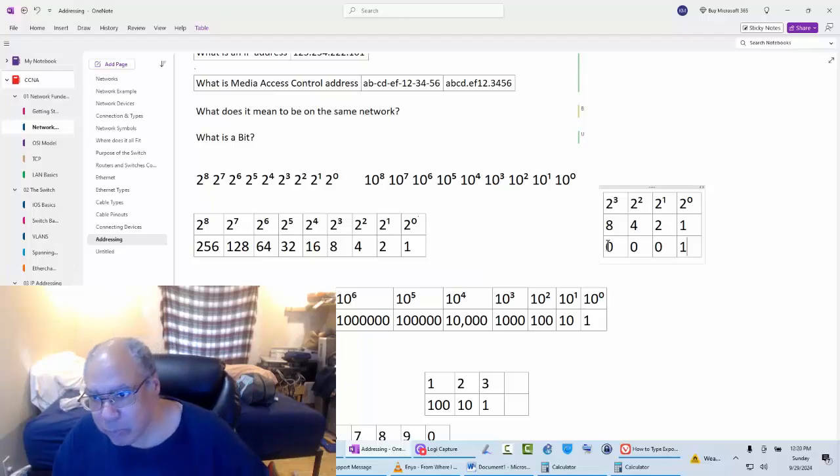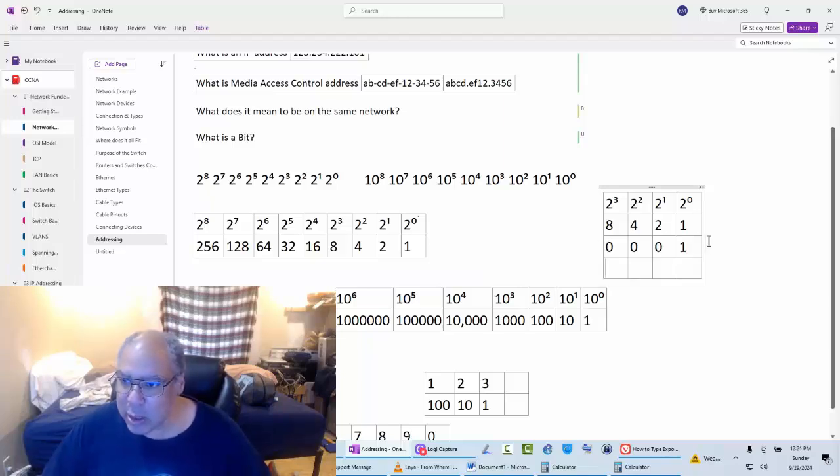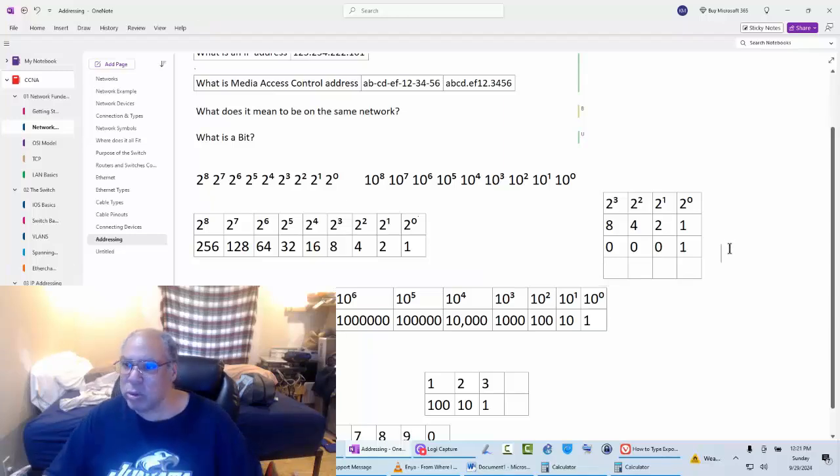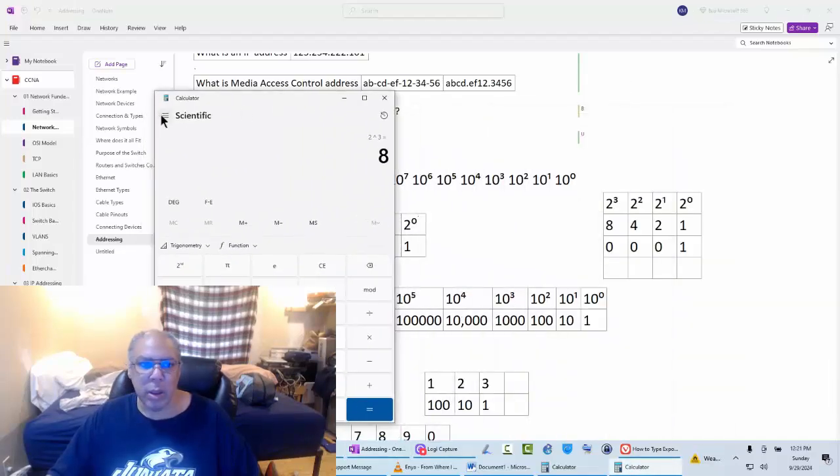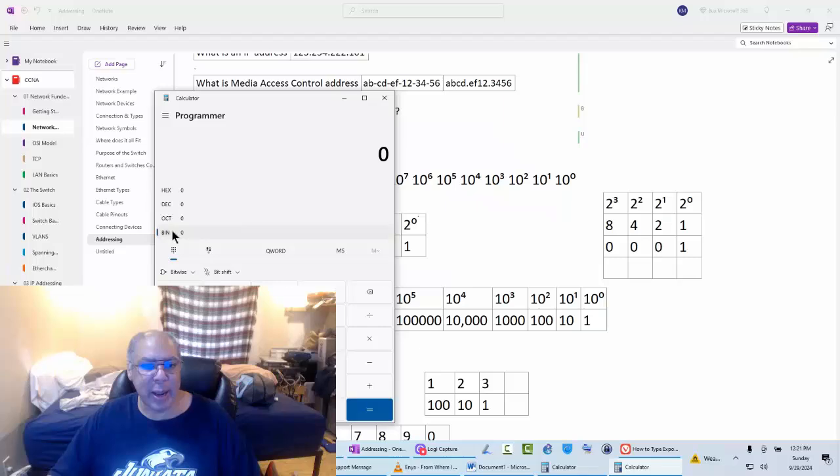All right, now, okay, that means that 0001 equals what? Huh. Let's go to the calculator. Let's find out. We're going to go to programming. We're going to click on binary. And we're going to say 0, 0. But I don't know if that is on. Okay. 0, 0.